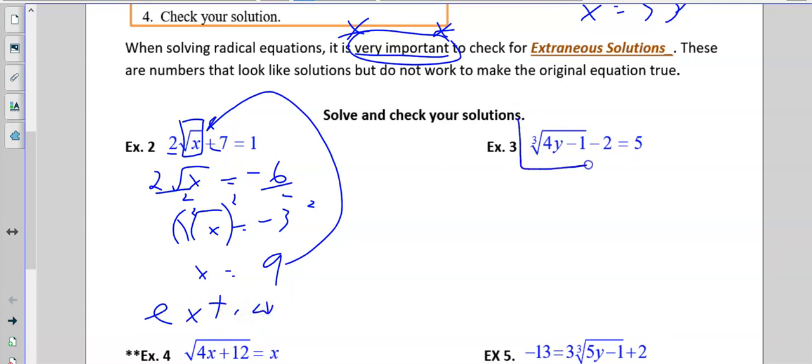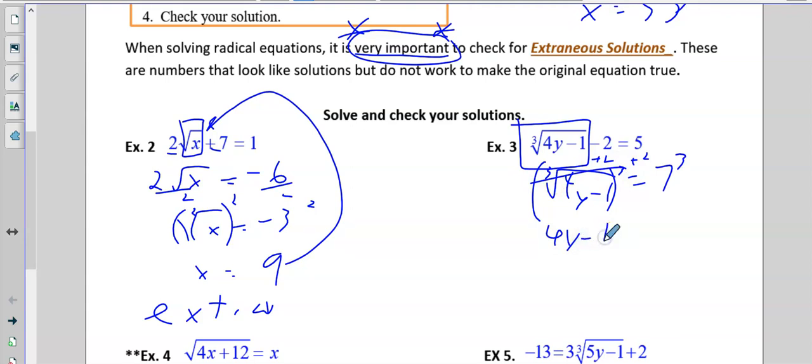All right, here is my radical. I like to put a box around it just to remind myself what needs to be alone. I'm going to add 2 to both sides. So that's going to leave me this cube root of 4y minus 1 equaling 7. When I add 2 to both sides, I get 7. Now, since it's a cube root, I'm going to cube both sides. That again undoes the radical, leaving me just the 4y minus 1. On this side, I get 7 cubed, so 7 cubed is 343.